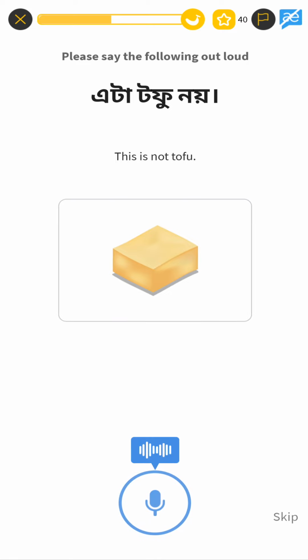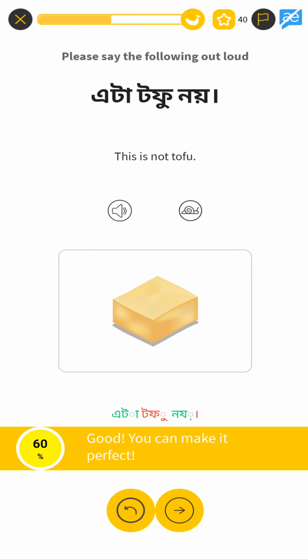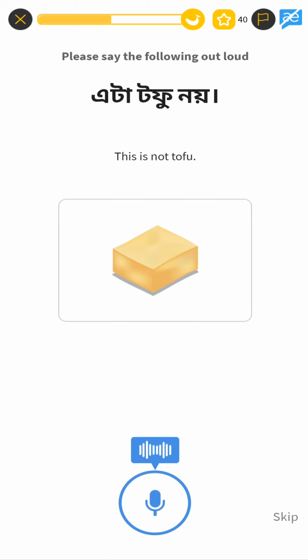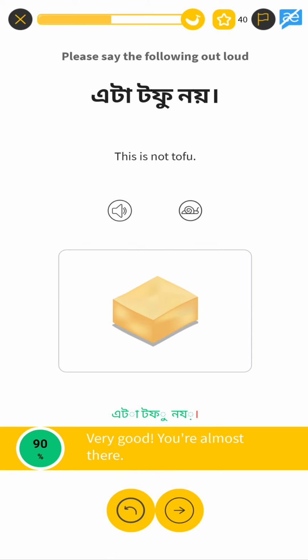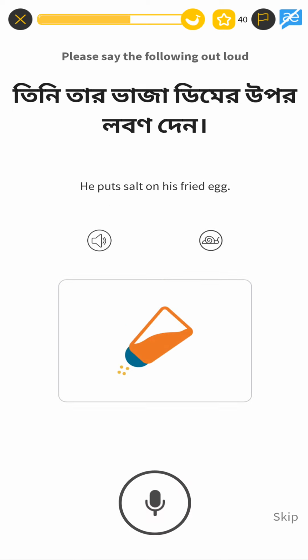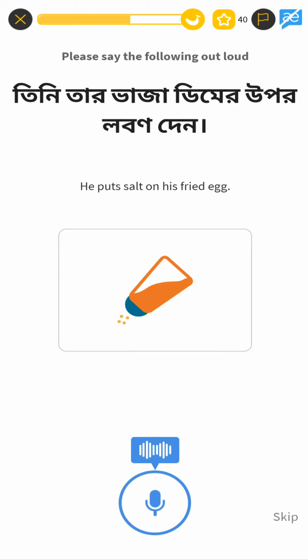Eta. Oh wait. Eta tofu noi. How did I not say tofu? এটা টোফু নয়। I said that. Eta tofu noi. Boom. Again, lost marks on not saying the full stop. Cool. Let's take a straight up run at it.